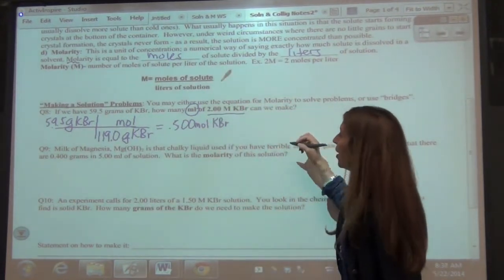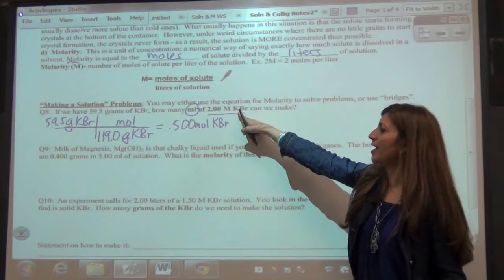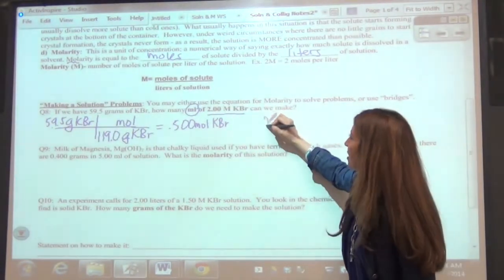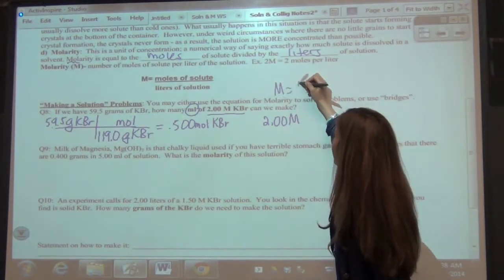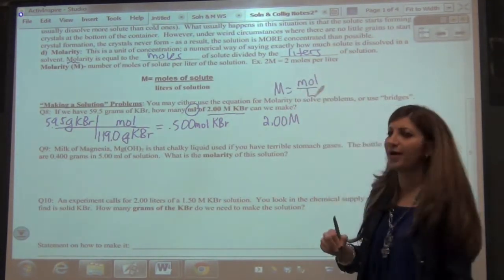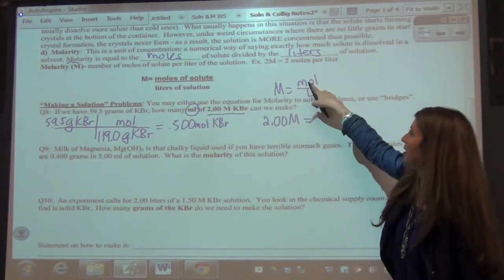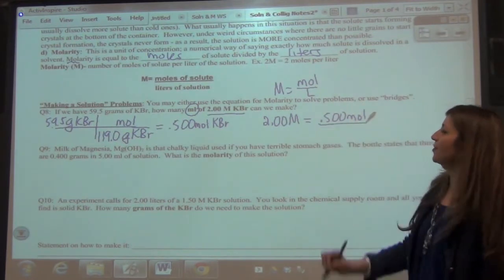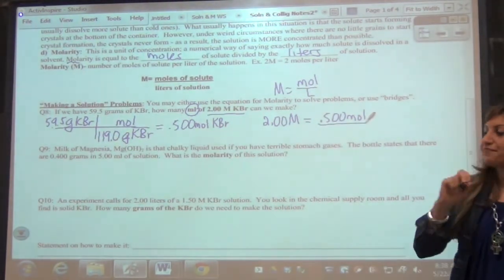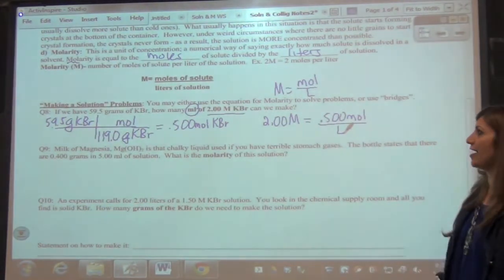We got the mole part, okay, but we don't want molarity in this case. We already have the molarity. So we're going to say 2.00 molar, so our equation is big M is equal to moles over liters by definition. So we already have the big M part. Now we can fill in our mole part, and it's 0.500 moles. So now what can I solve for? Liters, perfect. It's not milliliters though yet. Okay, we can convert it after.